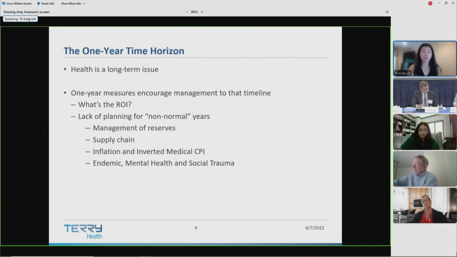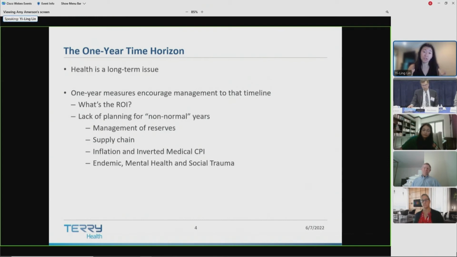I think this 1-year time horizon also encourages a lack of planning for years that are unpredictable, right? Because it's a 1-year time horizon, I'm always going to assume that next year is going to be a normal year. Insurance companies don't tend to behave this way. Insurance companies have been around 100 years, some of them. And so they manage things like reserves. Reserves meaning I have a bunch of money set aside for bad years.